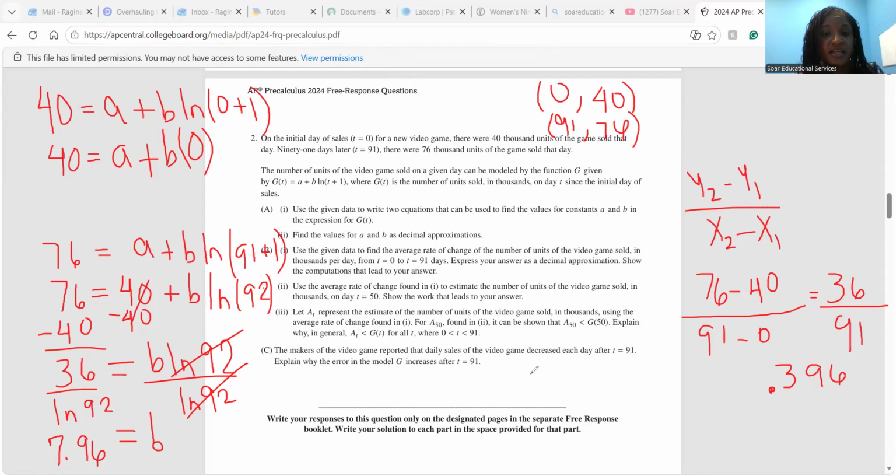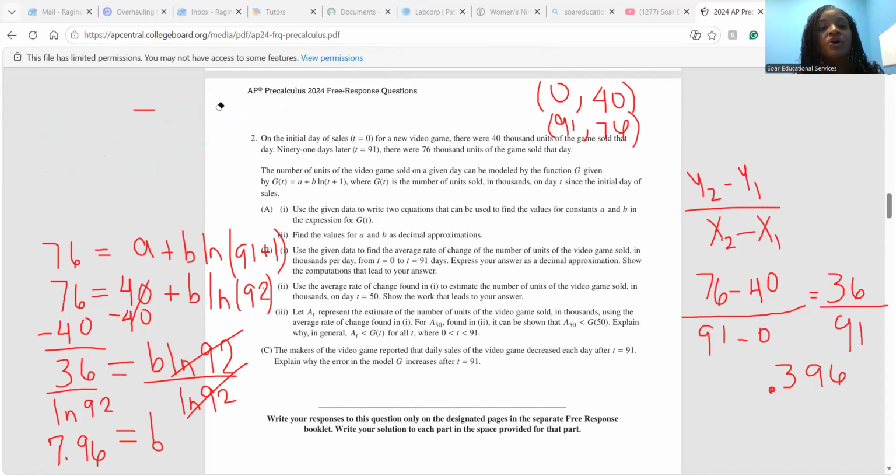All right, the next part says use the average rate of change found in part two to estimate the number of units of the video game sold in thousands on day t equals 50. Show the work that leads to your answer. Let's erase this since we've already taken care of that. What we know is our initial value is 40. On day 0, maybe people pre-ordered or whatever, but the first day they've already sold 40,000. Then we have an average rate of change of 0.396.